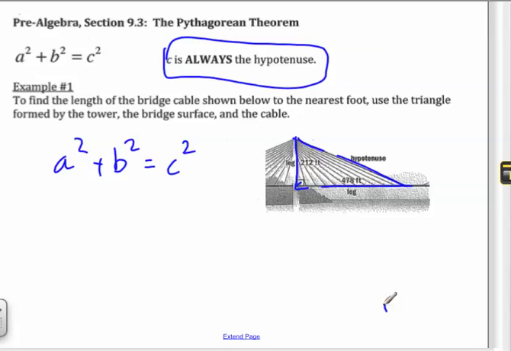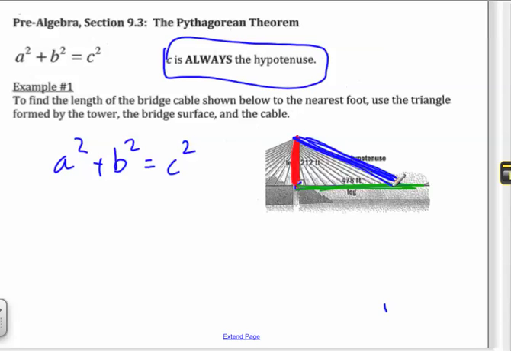To find the length of the bridge cable shown below to the nearest foot, use the triangle formed by the tower of the bridge, right here, the bridge surface, right here, and the cable itself, this one right here. Everybody good with that? Are we happy? Ross, are you happy? Yeah. So I want to find out the hypotenuse, the length of this cable to the nearest foot.